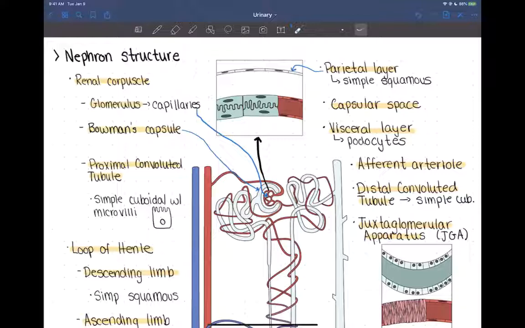Okay, and then when we look at the capillary, right, so this would be our capillary. You can see the simple squamous of the capillary. There are cells sitting on top of the capillary, these teal cells here. Those teal cells make up the visceral layer of the Bowman's capsule. All right, so these are the layers of the Bowman's capsule, just so we're clear.